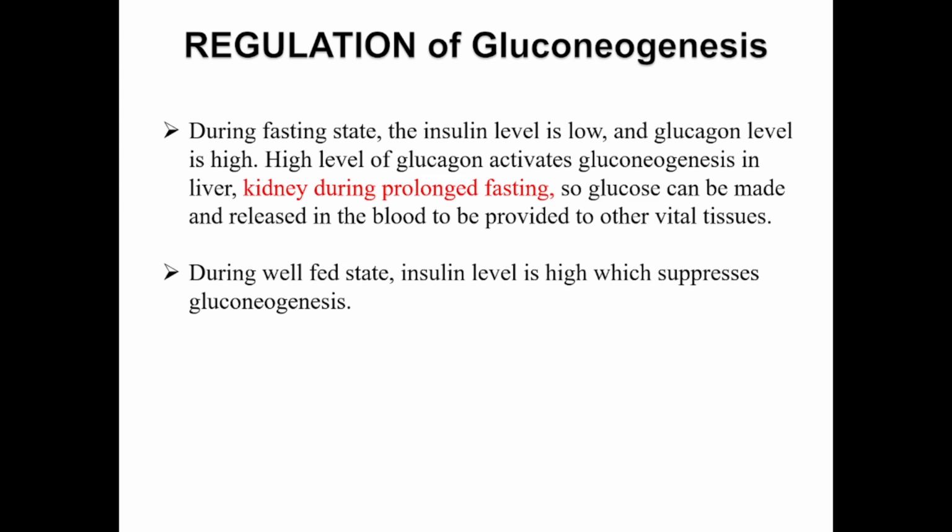The liver provides the RBCs with glucose, the RBCs produce lactate, and lactate goes to the liver, and the liver produces glucose again and sends it back to RBCs.